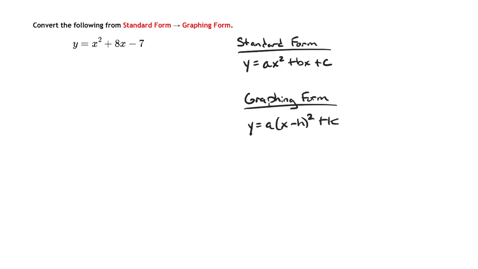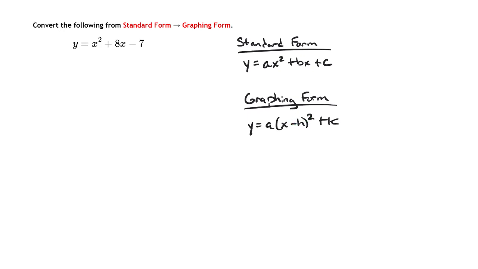In this video, we're going to convert from standard form to graphing form. Remember, standard form is y equals ax squared plus bx plus c, but graphing form is y equals a times (x minus h) quantity squared plus k. This piece of the graphing form is really important for us to figure out how to actually do the conversion.